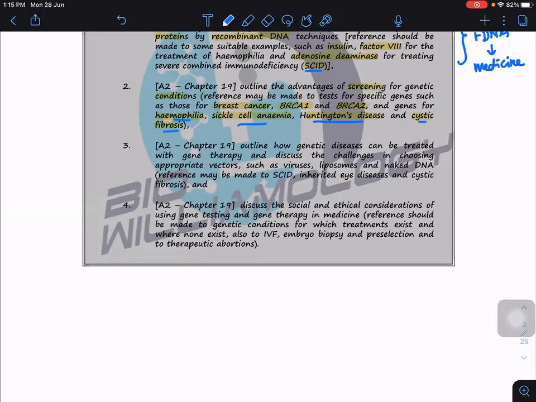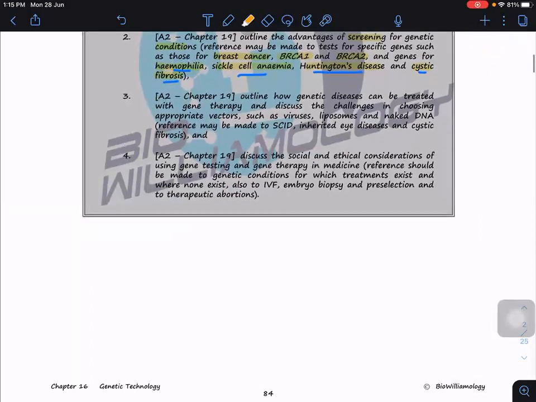Sickle cell anemia, hemophilia and cystic fibrosis, I don't need to go through. Those are diseases that we have looked at in our previous topics, so please refer back. And outline how genetic disease can be treated with gene therapy, and discuss the challenges in choosing an appropriate vector, because we cannot put the gene in straight away. We need to use viruses, liposomes, naked DNA technology, with reference to SCID and also cystic fibrosis. I'll focus on these two for our syllabus, on how we use gene therapy. And last, we look at the social and ethical considerations of gene testing and gene therapy in medicine.